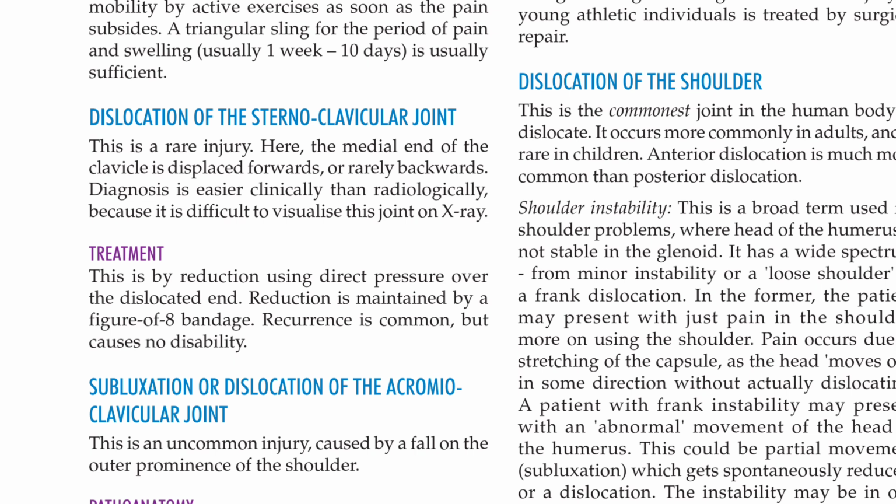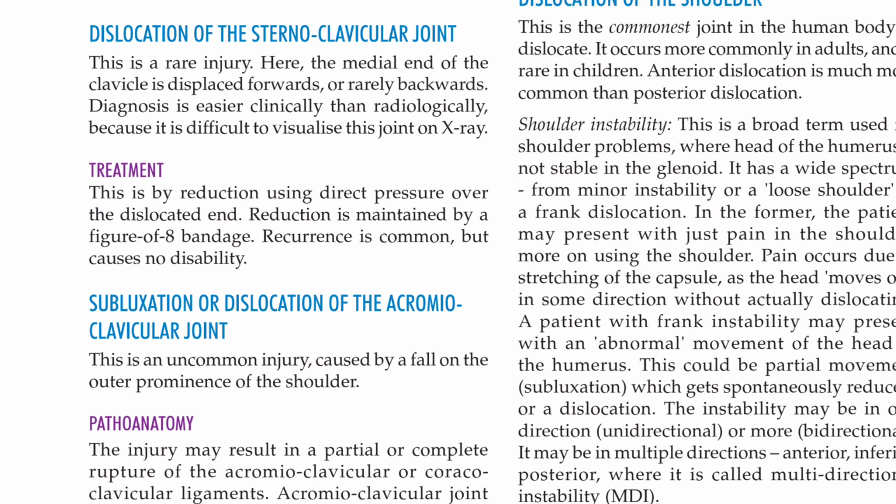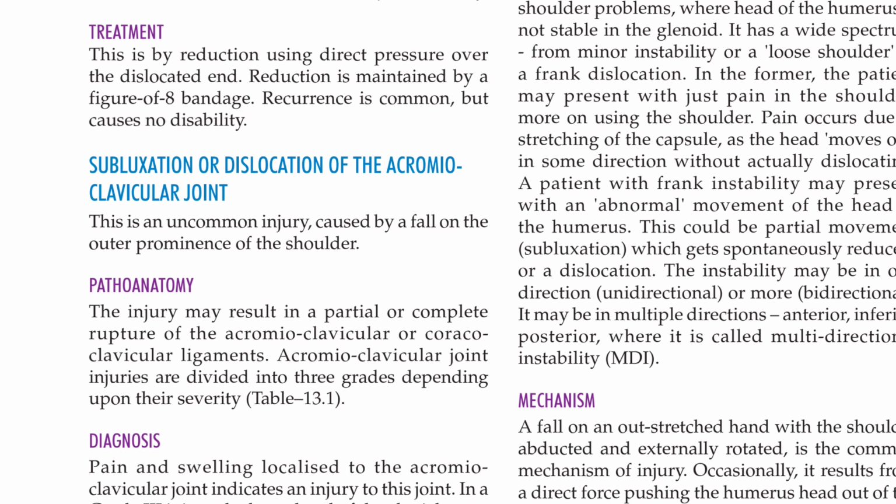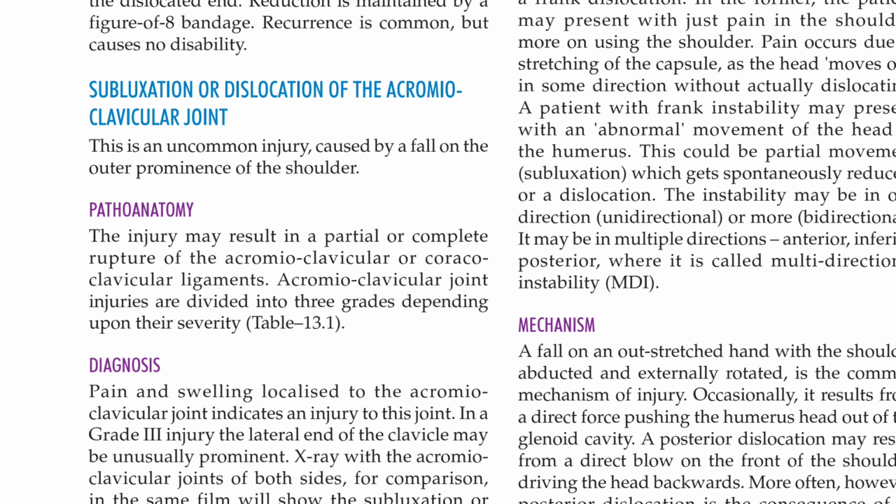After that, the last topic of the clavicle is subluxation and dislocation of the acromioclavicular joint. This is an uncommon injury, caused by a fall on the outer prominence of the shoulder. So what is the pathoanatomy here?